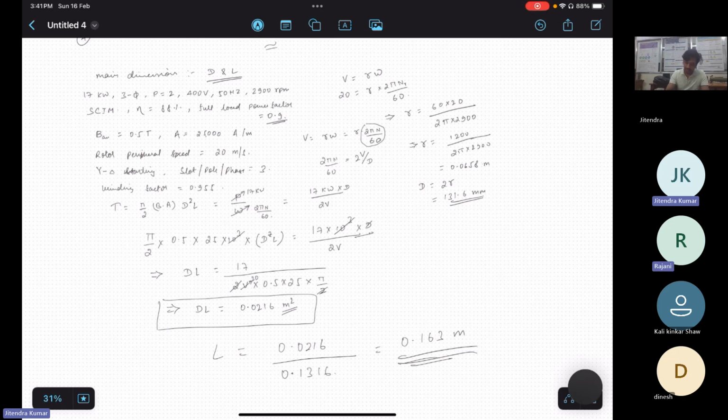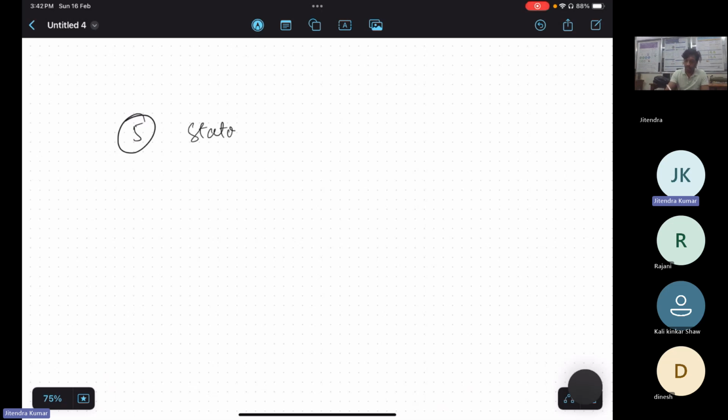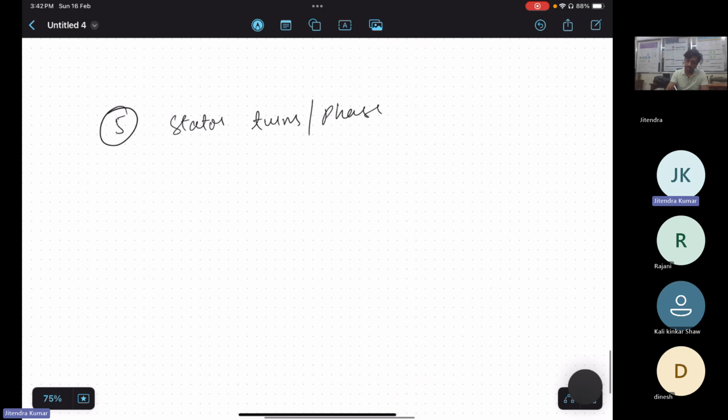Now let us move to the next problem. We have to find stator turns per phase in a squirrel cage induction motor, right? And the rating is given as 11 HP, 415 volt, 3 phase, 50 hertz, 1500 RPM.